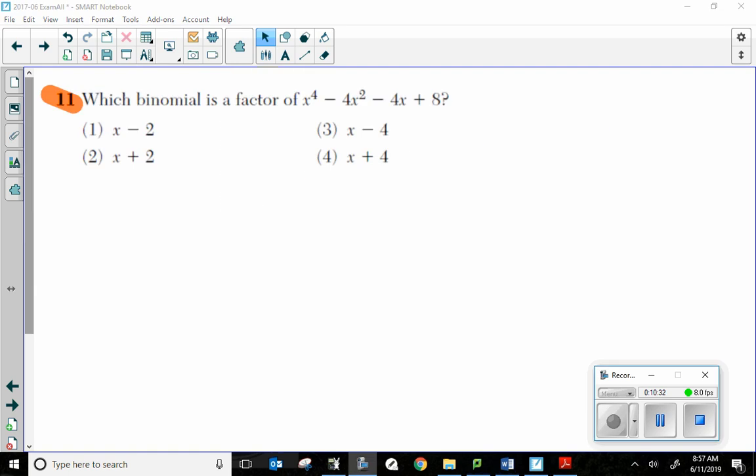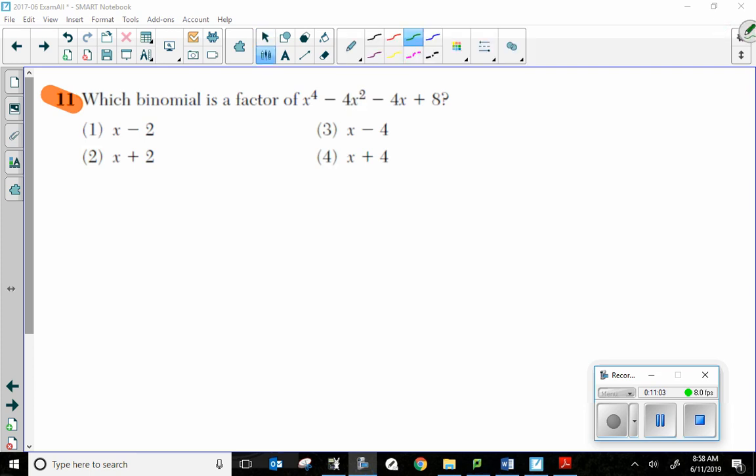Whew, off that data and stats and back onto algebra. Which binomial, 1, 2, 3, or 4, is a factor of x to the fourth minus 4x squared minus 4x plus 8? The first thing that pops into my head, and this is kind of a tricky one, is, well, I will just factor that by grouping because there are 4 terms. And this is where the little trick happens.